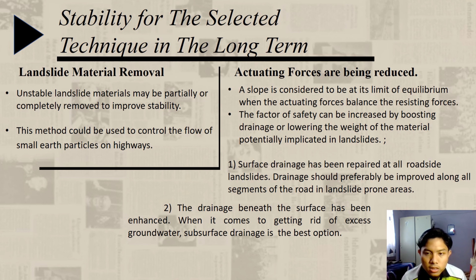Next, actuating forces are being reduced. A slope is considered to be at its limit of equilibrium when the actuating forces balance the resisting forces. First, surface drainage has been repaired on all road sites that have landslides. Next, the drainage beneath the surface has been enhanced. When it comes to getting rid of excess groundwater, subsurface drainage is the best option. Even though it would be expensive, for landslides it would be worth considering.